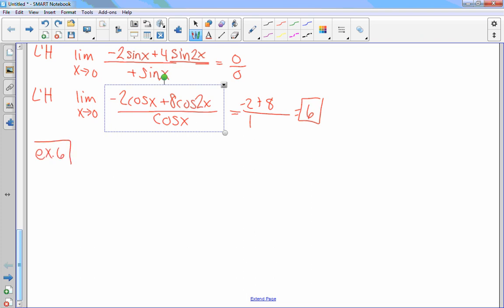Example 6. Limit as t approaches 1 of 5t to the 4th minus 4t squared minus 1, over 10 minus t minus 9t cubed. 5t to the 4th minus 4t squared minus 1, all over 10 minus t minus 9t cubed.